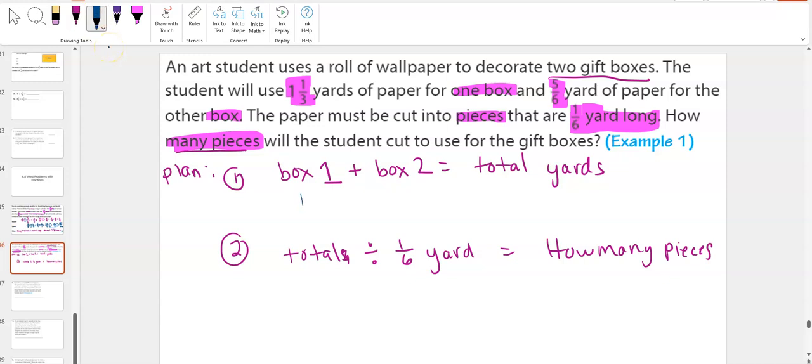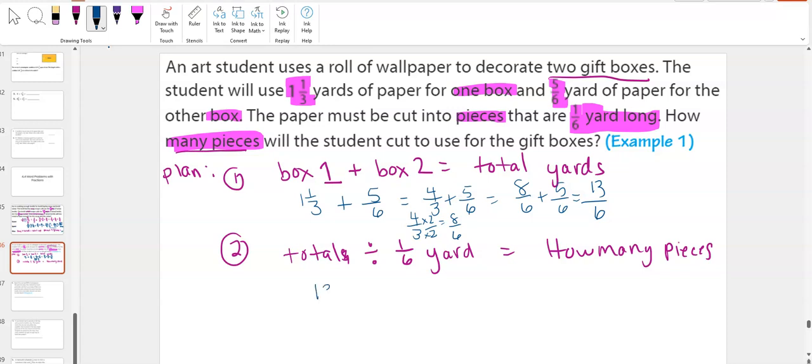So box 1 was 1 1/3 plus box 2, which was 5/6. Okay. I'm going to turn them improper and get 4/3 plus 5/6. And now remember, when I add or subtract, I need common denominators. So let's go ahead and do 4/3 here. So 4/3, we're going to times that by 2 to get 8/6. So my new problem is 8/6 plus 5/6 equals 13/6. All right, now I'm not going to turn that improper because I'm not done.